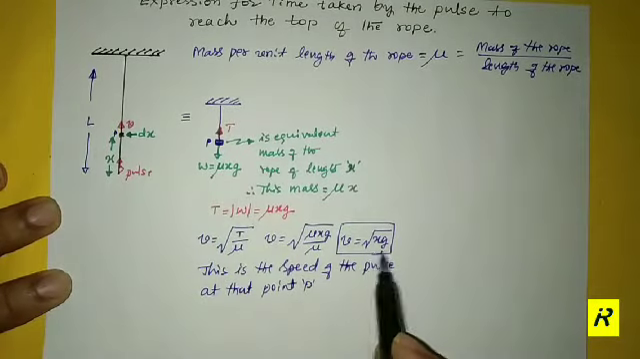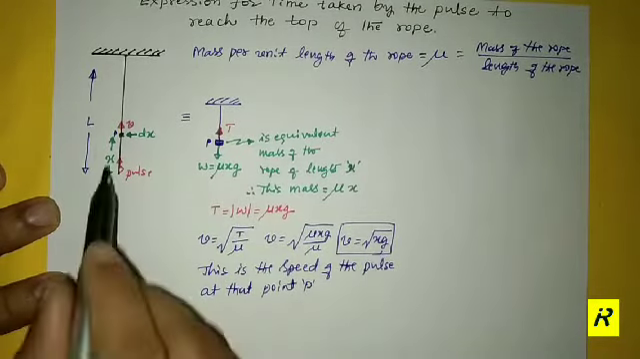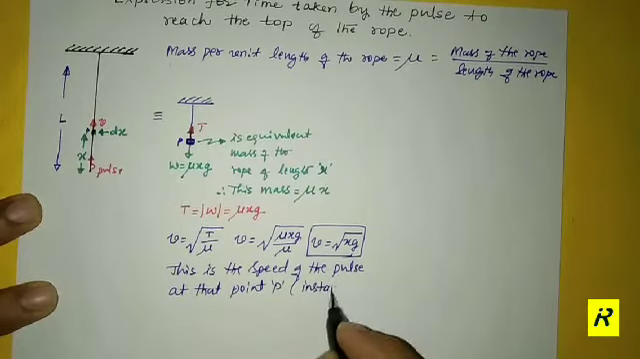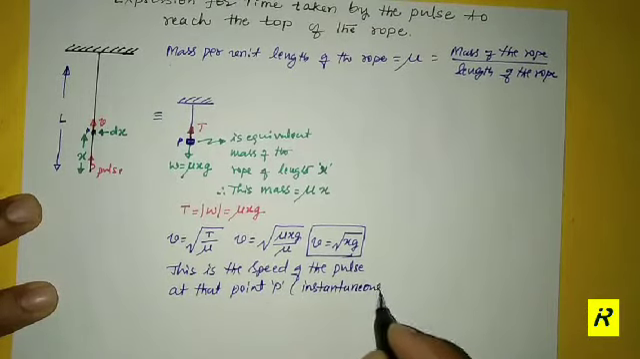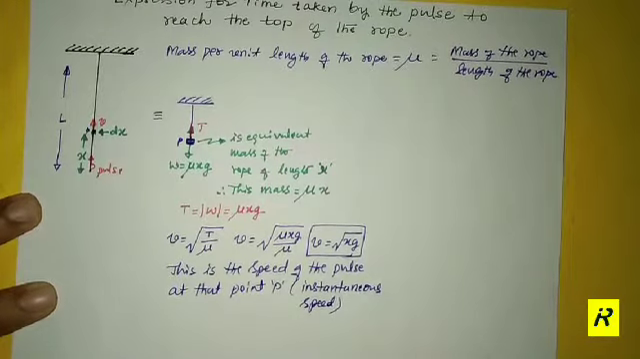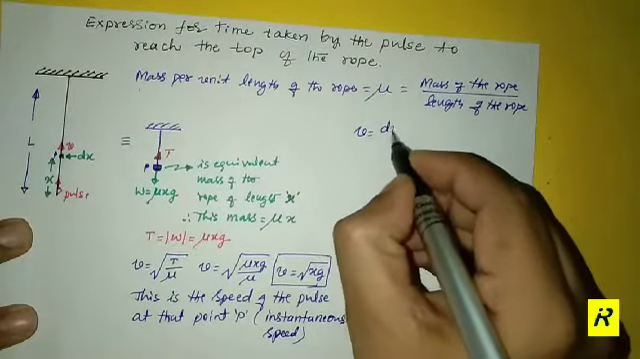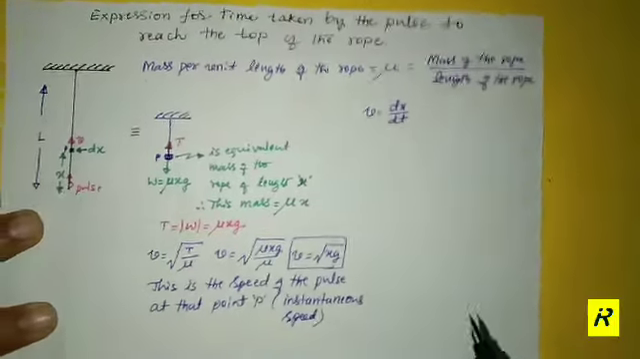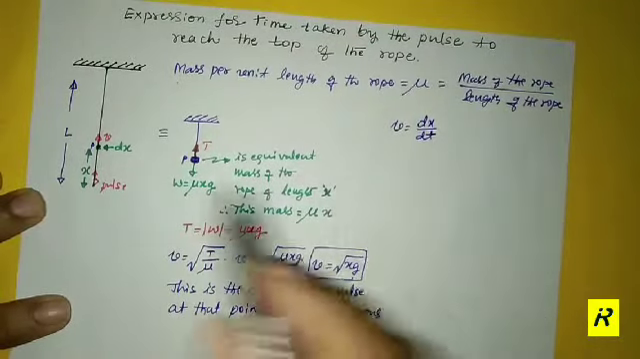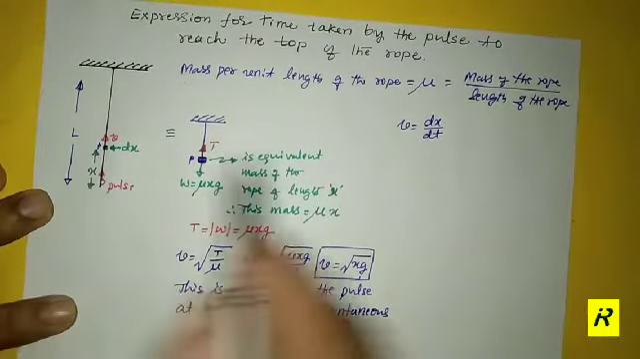You can observe that as x increases, the length considered from the bottom, the speed increases. So it is not constant. The instantaneous speed is this much. How do we define this instantaneous speed? The instantaneous speed is dx by dt, which is the time taken to cross the rope of length dx.